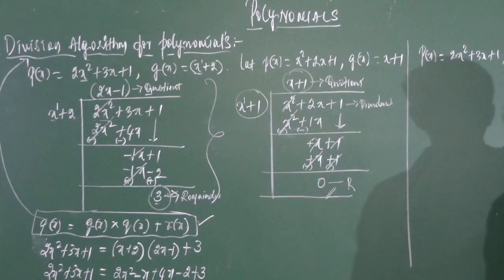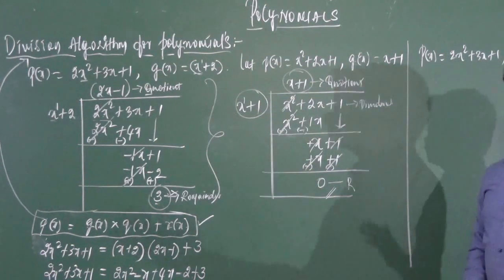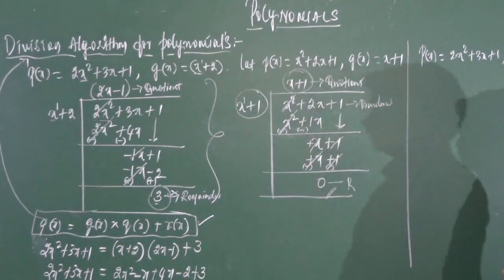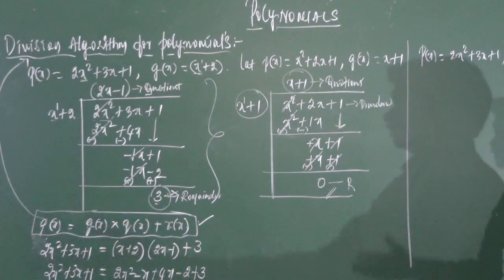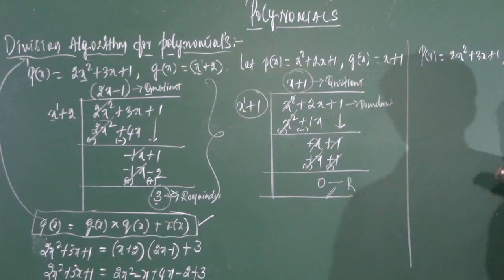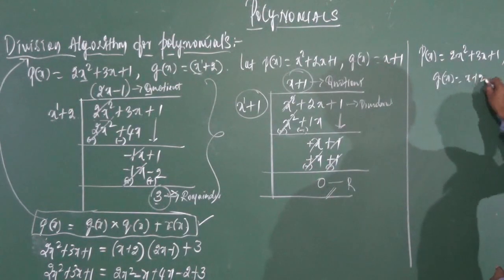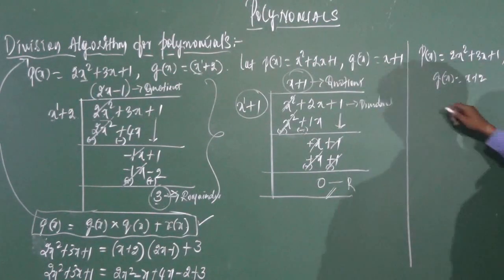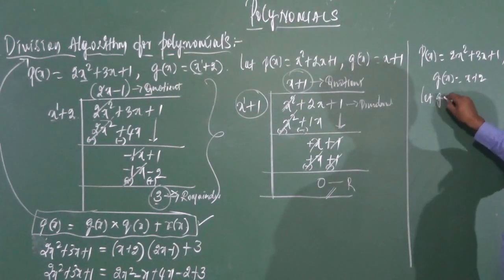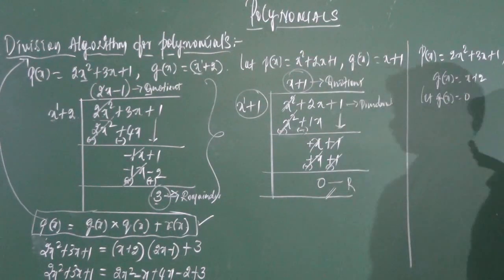What is the zero of the polynomial g of x? You have done a lot of problems on finding the zero of a polynomial. So what is the zero of the polynomial g of x? g of x is equal to x plus 2. If you want to find the zero of this polynomial, let g of x be equal to 0.